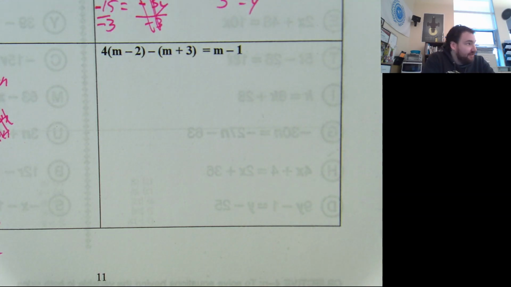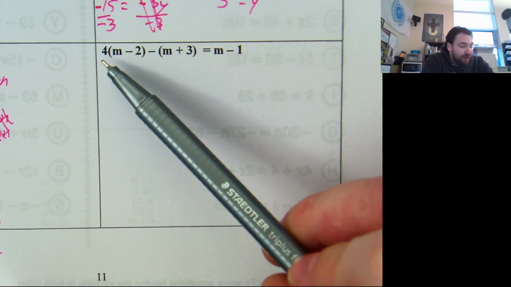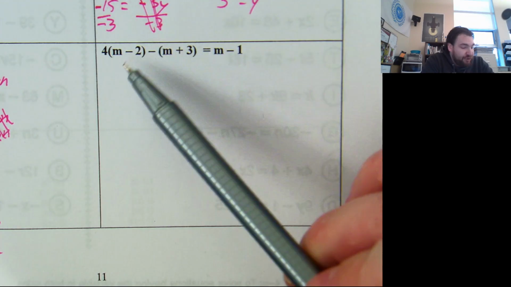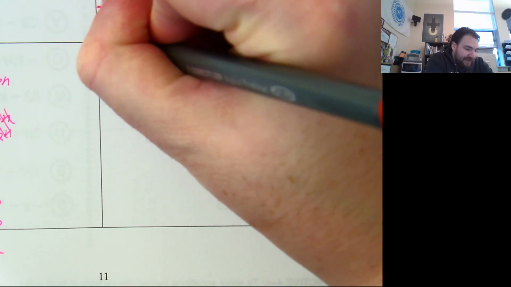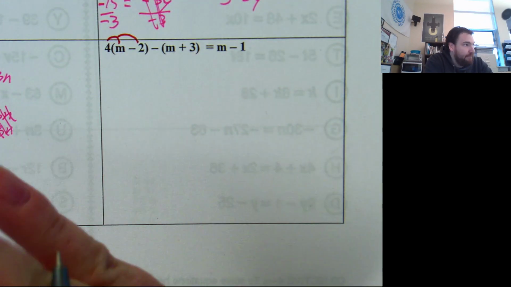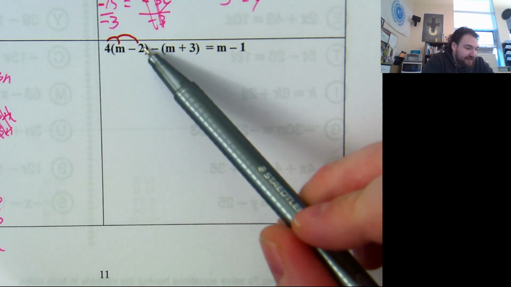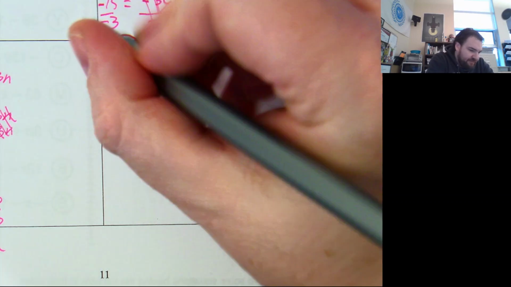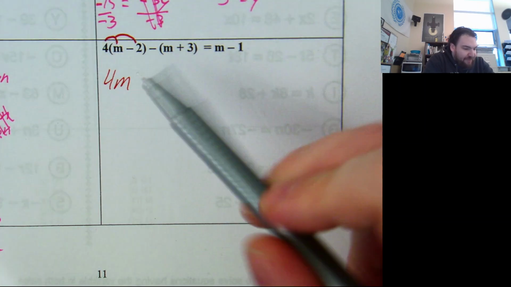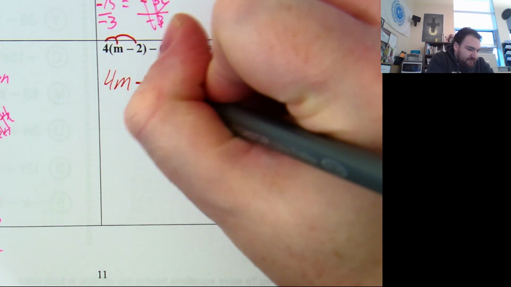So the skills that we've been looking at, nothing changes. When I have a number outside of a set of brackets, we're going to multiply this number in. It's only going to get multiplied onto the set of brackets that it's next to. So the 4 multiplies there, and you stop, because the bracket has closed. So 4 times m is 4m, and 4 times -2 is -8.